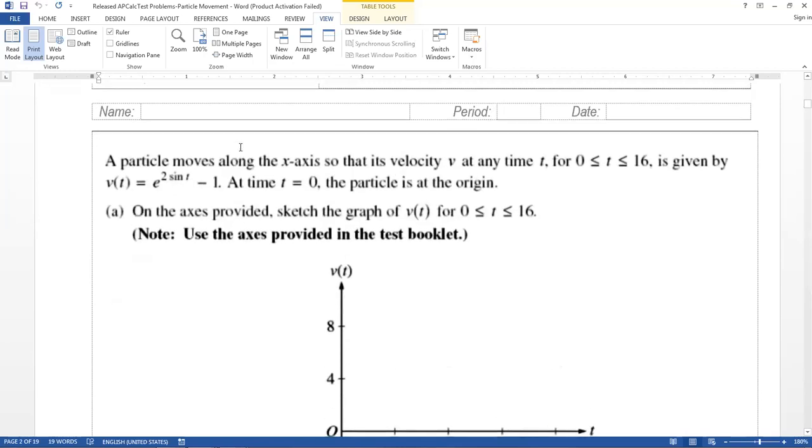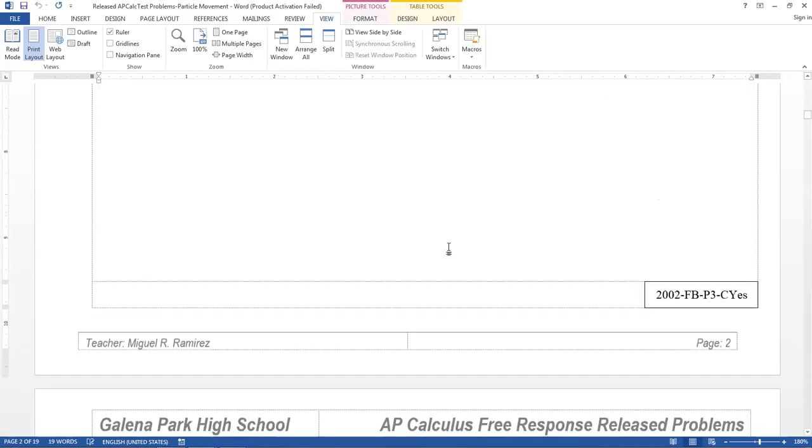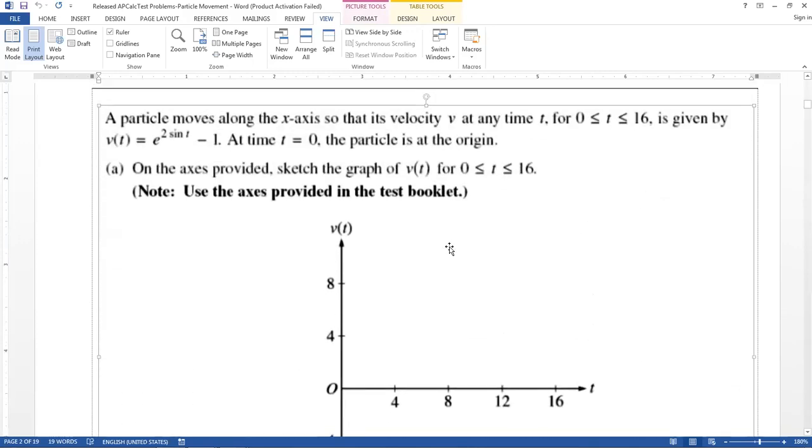A particle moves along the x-axis so that its velocity v at time t, for 0 less than t less than 16, is given by v(t) equals e to the 2 sine t minus 1. At time t equals 0, the particle is at the origin. A, first question: on the axis provided, sketch the graph of v(t). Well, this is going to be a calculator allowed problem, correct?